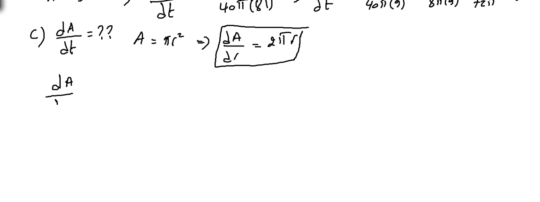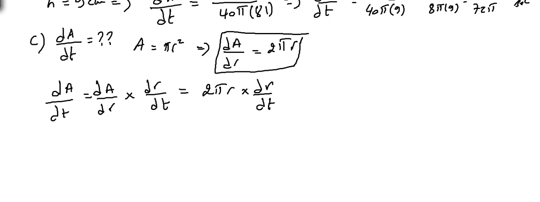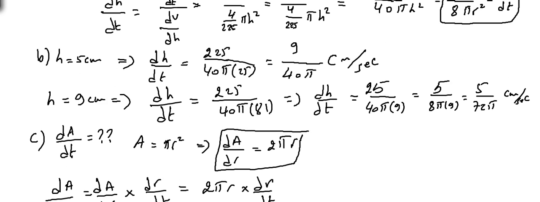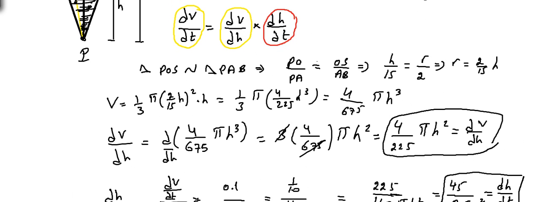Chain rule says what? dA over dt is equal to dA over dr, we found it, times dr over dt. So I can tell him that dA over dt is 2 pi r, again times dr over dt, derivative of radius with respect to time, right? Now, as you can remember up, we found r in terms of h, right? I guess we got this one here.